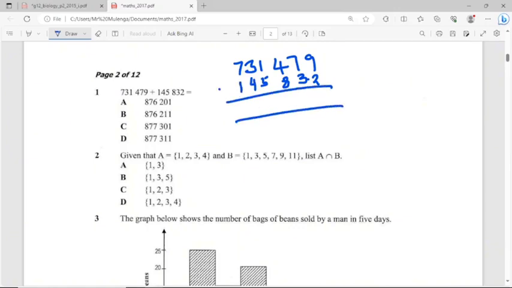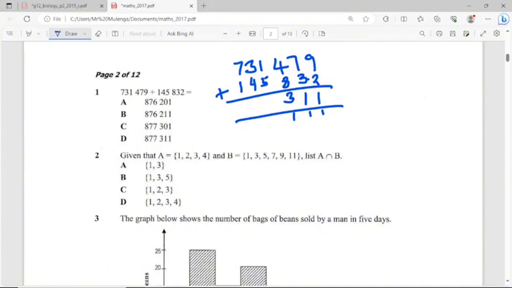Okay, so here we are adding 9 plus 2 get 11. You write 1, you carry 1. 7 plus 3 it's 10, plus 1 11, again write 1, you carry 1. 4 plus 8 it's 12, plus 1 13, so you write 3, you carry 1.